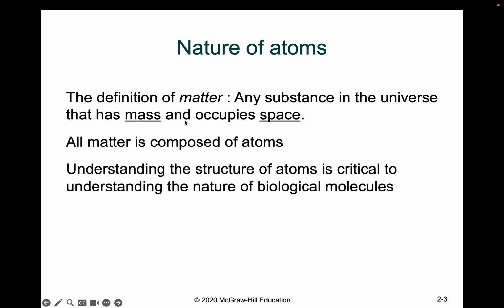Let's first define matter. Matter is any substance in this universe that has mass and occupies space. Anything that has mass and occupies space is matter, and matter is composed of atoms. Technically, how matter gets mass and space is because of atoms. We as human beings are made of atoms that give us mass and space. But it could also be this piece of wood. This wood has mass and occupies space, but that wood is composed of atoms that come together to give that mass and space.